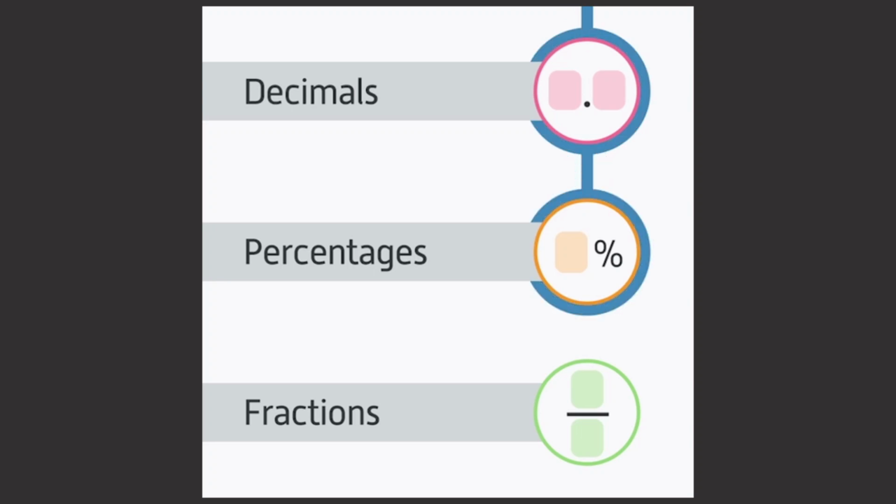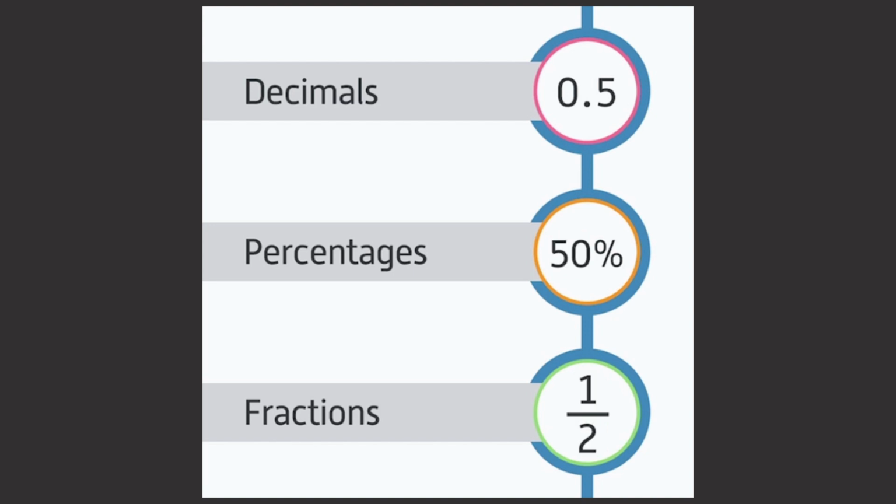When it comes to converting decimals, percentages and fractions, there are some equivalences that you should know and recognise. The main ones are: 0.5 is equivalent to 50%, which is equivalent to a half. 0.1 is equivalent to 10%, which is equivalent to 1/10.